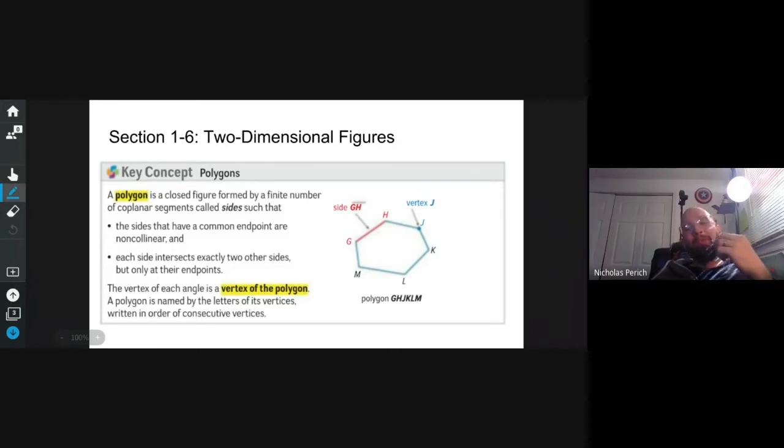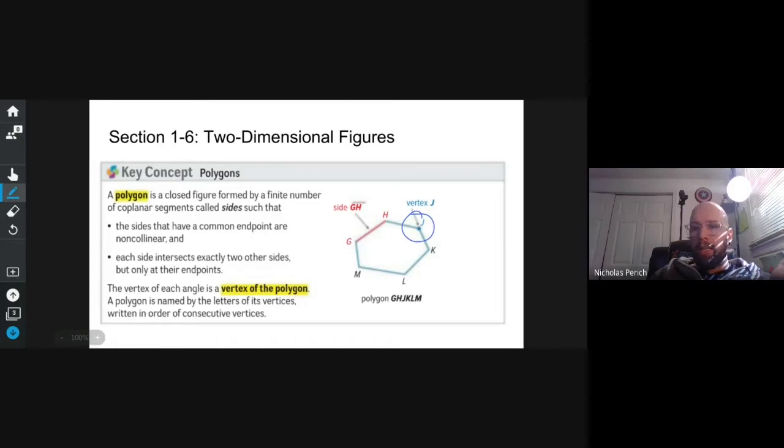A polygon is a closed figure formed by a finite number of coplanar segments called sides. All right, anyway. Polygons have sides. Sides have to be straight lines. Simple. That's it. Every corner is called a vertex. Okay, we can name a polygon by using every single vertex in some type of order.